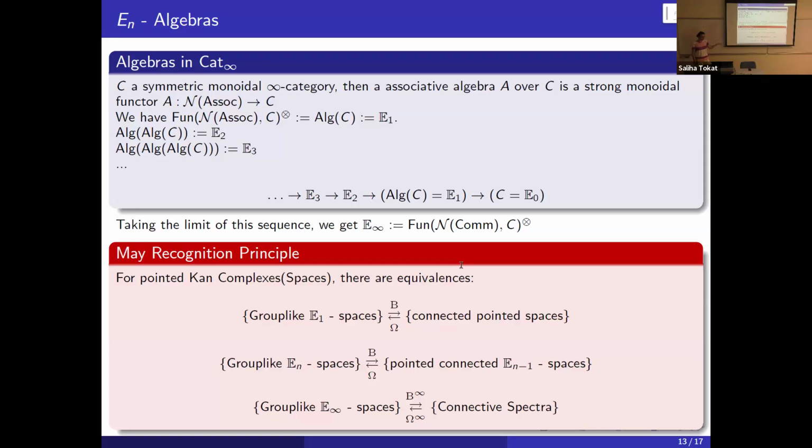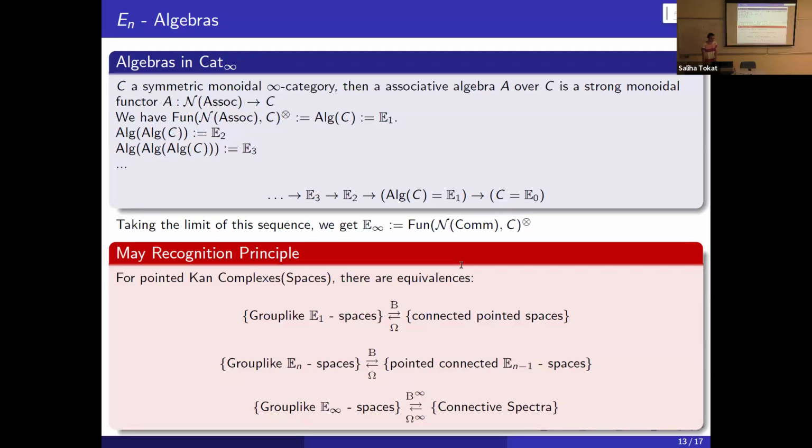So in ordinary land, we used Eckmann-Hilton to see Alg(Alg(C)) as commutative algebras, but this time it does not work like that. We have E2 as Alg(Alg(C)) and E3 as the next iterate, and there is an underlying functor from Alg(C) to C just by forgetting the monoidal structure, and this gives us a sequence. Taking the limit of this sequence, we get E infinity, which is actually the commutative algebras over C.